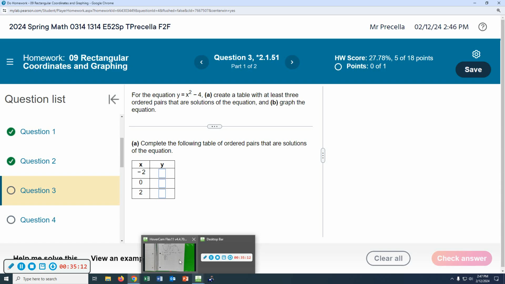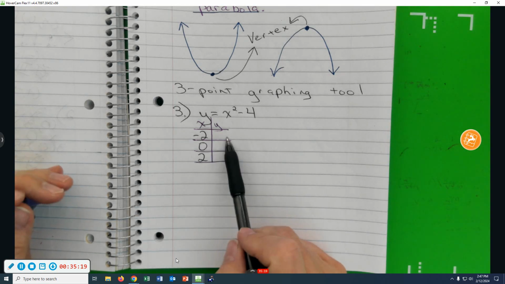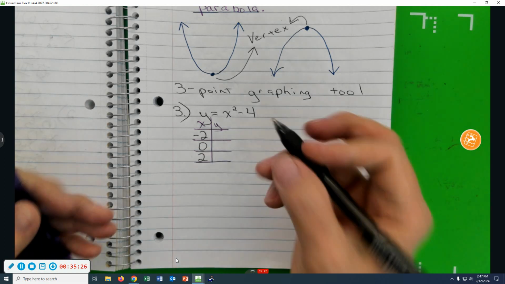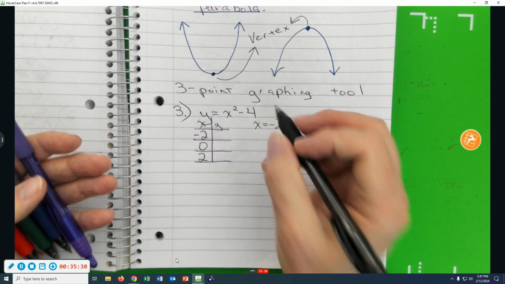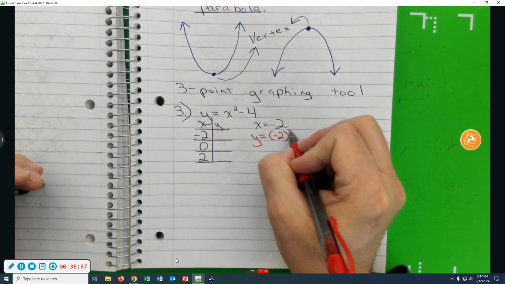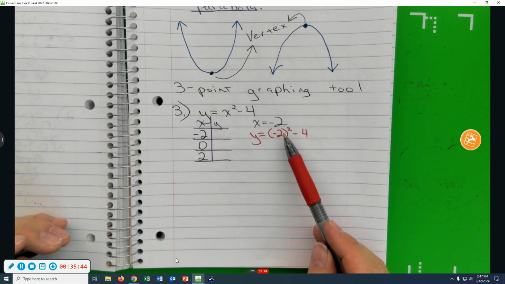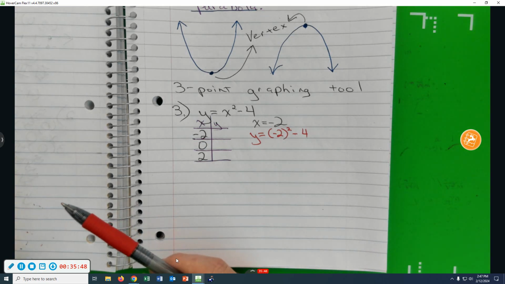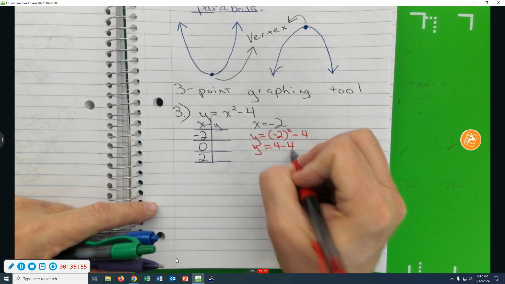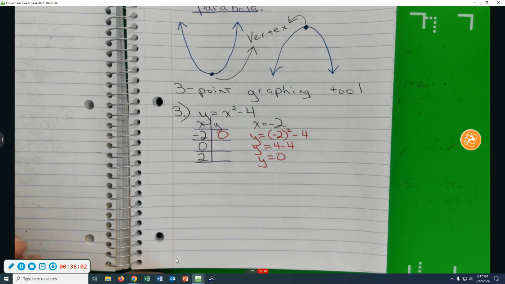Okay, switching to my paper. This first row says plug in -2 for x and find y. So we're letting x equal -2. They want us to find y. So we have y equals (-2) squared minus 4. We've replaced x with -2. -2 times -2, what is that? +4 minus 4. Oh, this is nice. It gives me a y value of 0. So there's my first ordered pair: (-2, 0).